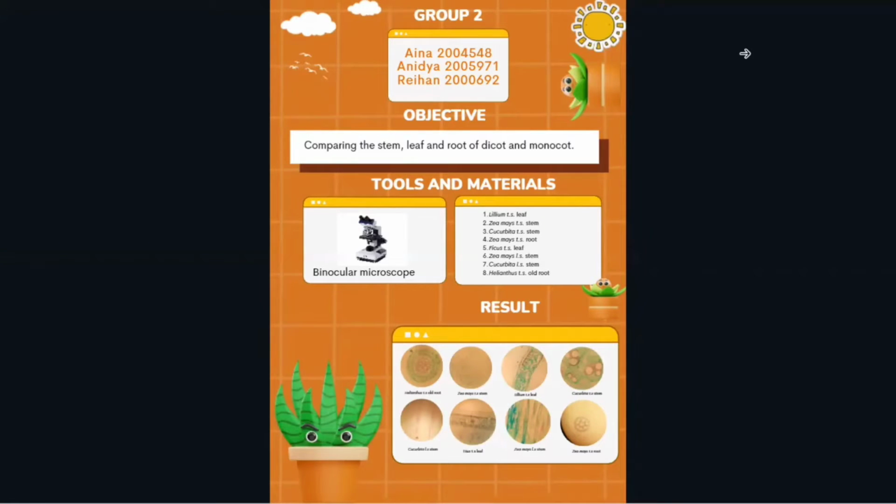The first is Lilium TS leaf, the second Zea mays TS stem, the third Cucurbita TS stem, the fourth Zea mays TS root, the fifth Ficus TS leaf, the sixth Zea mays LS stem, the seventh Cucurbita LS stem, and the last is Helianthus TS old root.